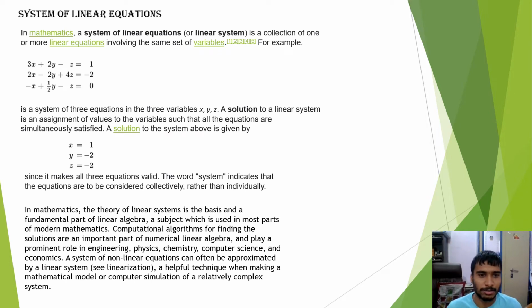In mathematics, a system of linear equations is a collection of one or more linear equations involving the same set of variables. For example, this is a system of three equations in the three variables x, y, z. A solution to a linear system is an assignment of values to the variables such that all the equations are simultaneously satisfied. A solution to the system above is given by x equal to 1, y equal to minus 2, z equal to minus 2.